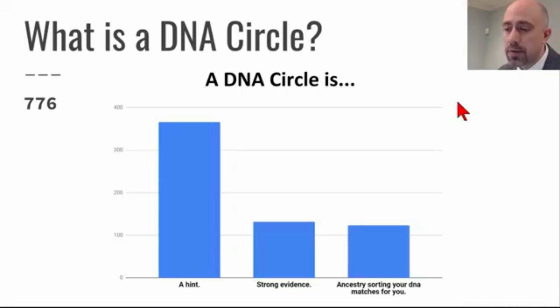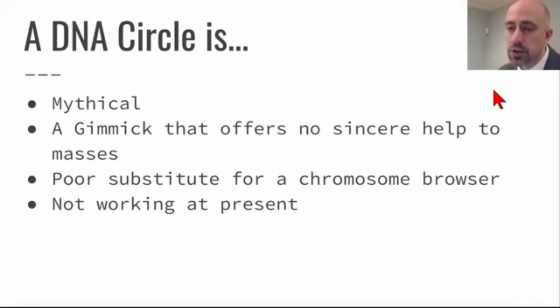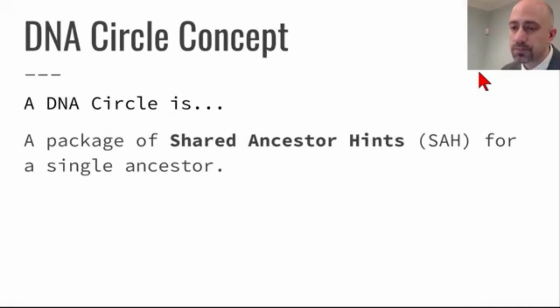Another answer that was fairly popular: a DNA circle is Ancestry sorting your DNA matches for you. I think that was a very good answer. There were a number of other answers as well. One response was to remind us that DNA circles are only possible if you connect your DNA test to a tree. Other people describe DNA circles as being mythical or a gimmick or a poor substitute for a chromosome browser. So there's certainly a mix of opinions, and certainly some negative opinions out there, about what DNA circles are and what they're capable of providing for us.